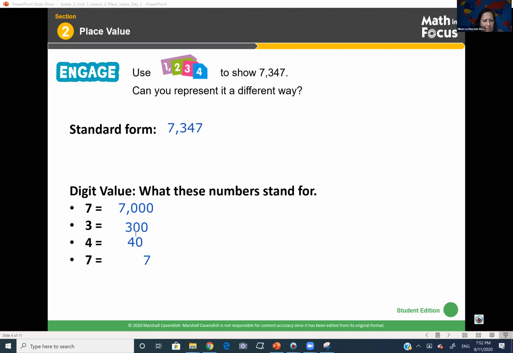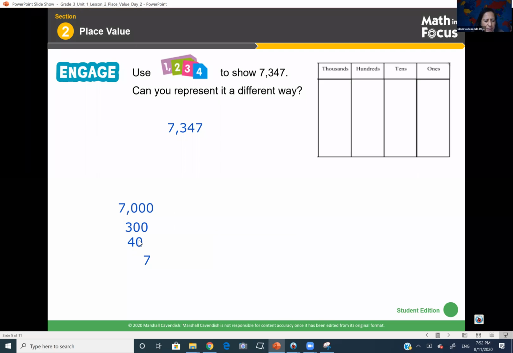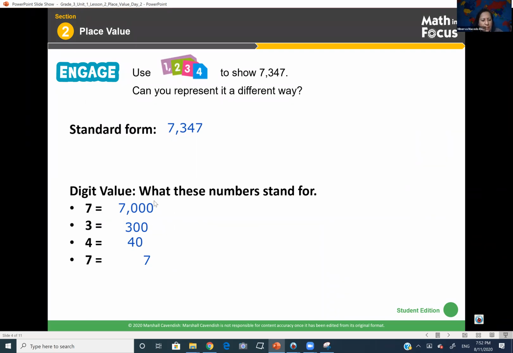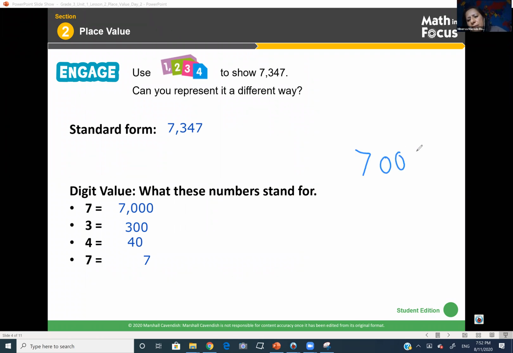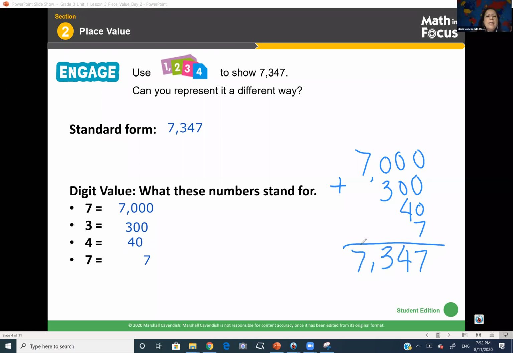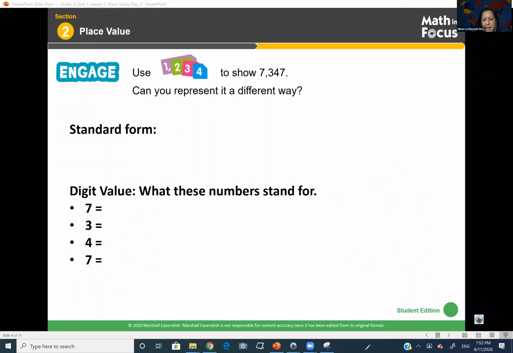Now let's align the numbers so we can add them together. Let me just select another tool. Okay, let's go back. So let's add those numbers together so we can prove our answer. 7,000 plus 300 plus 40 plus 7 is going to make the same number: 7 ones, 4 tens, 3 hundreds, and 7 thousands. So far, this is so easy. Let's go to the next slide.